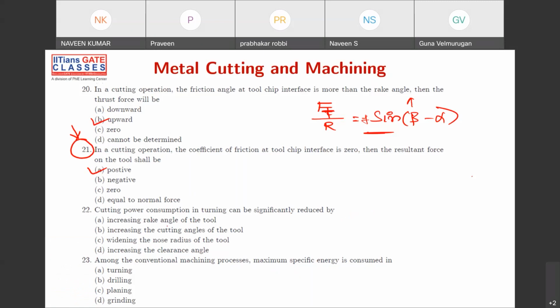You are right. Actually, you are right. But you tell me why. No, Prabhakar, you are right. Rishikesh, you are right. You tell me what the answer is. Clearance angle increment will not affect power consumption much. But rake angle will affect, because in all the formulas, if you are seeing FC, FT, all these things, rake angle will be coming into the picture rather than clearance angle.